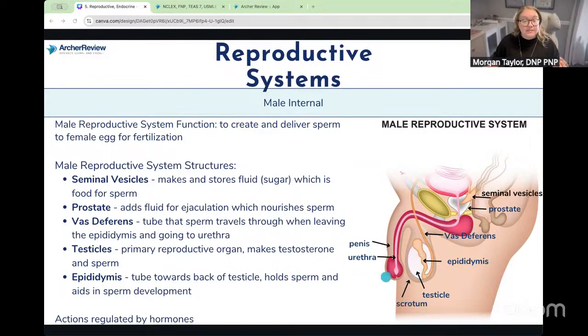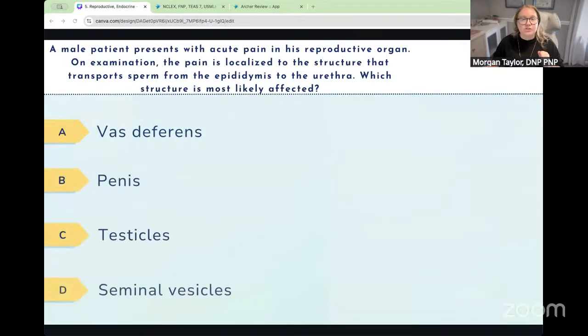The epididymis is the tube towards the back of the testicle that actually holds it and then aids in delivering and developing that sperm. So the testicles produce, it's then stored in the epididymis, goes in through the vas deferens until it gets to the urethra and is delivered. Okay, so let's check in on those structures again.